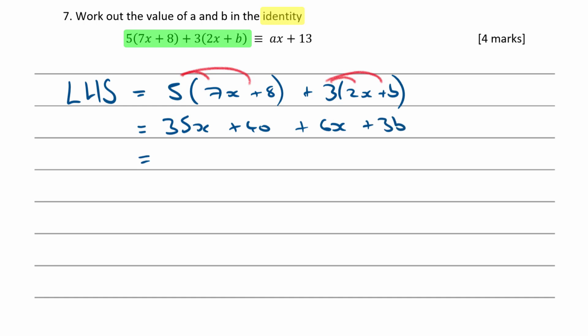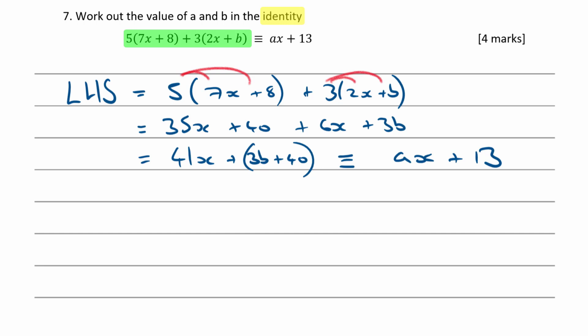Okay? So I've got some like terms here. I've got two terms in x, 35x and 6x. So let's bring that together and make 41x. And I've got 3b plus 40. Now that's all part of my constant, isn't it? So I've got 41x plus my 3b plus 40. Okay? Now we know that that is equal to ax plus 13. And now we're in a position where I can more directly compare them.